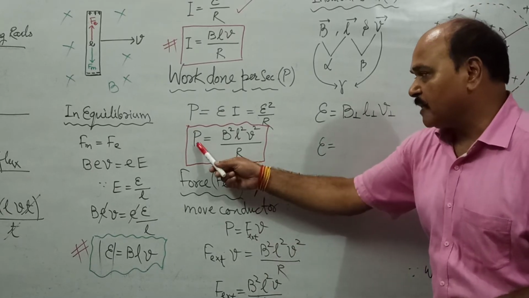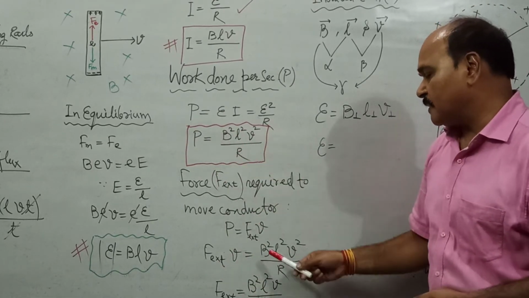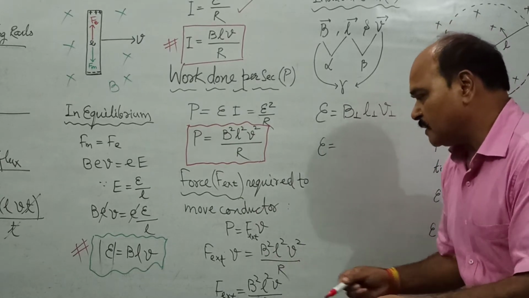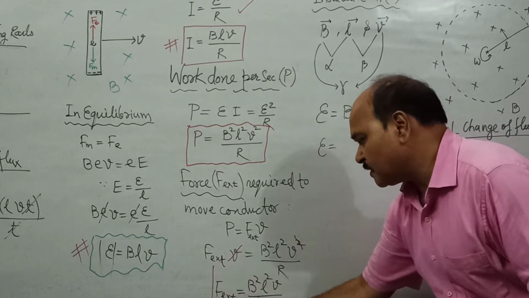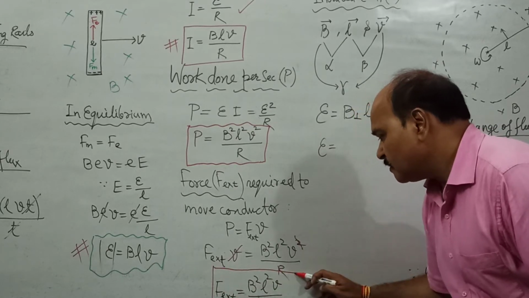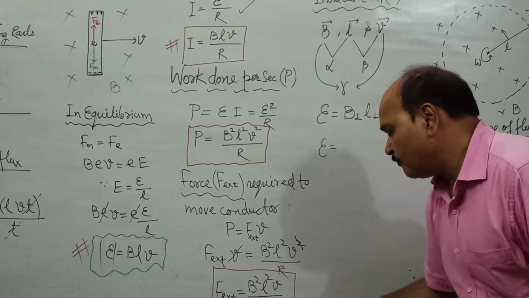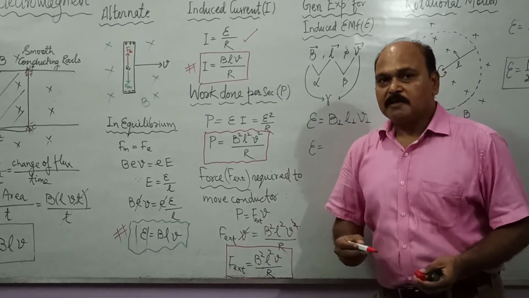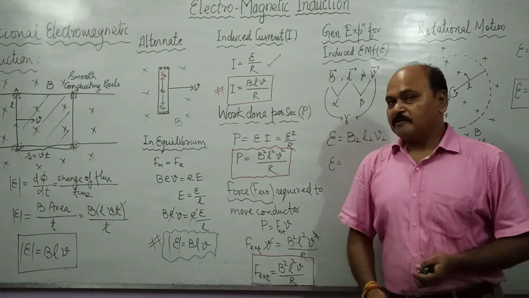So, for power we write force into velocity, and the value of power on the right hand side remains the same. So we can see that one value of V cancels out. So what do we get as the external force? We get external force as B square L square V upon R. This is the value of constant force required to keep the conductor moving in the magnetic field with the velocity V.